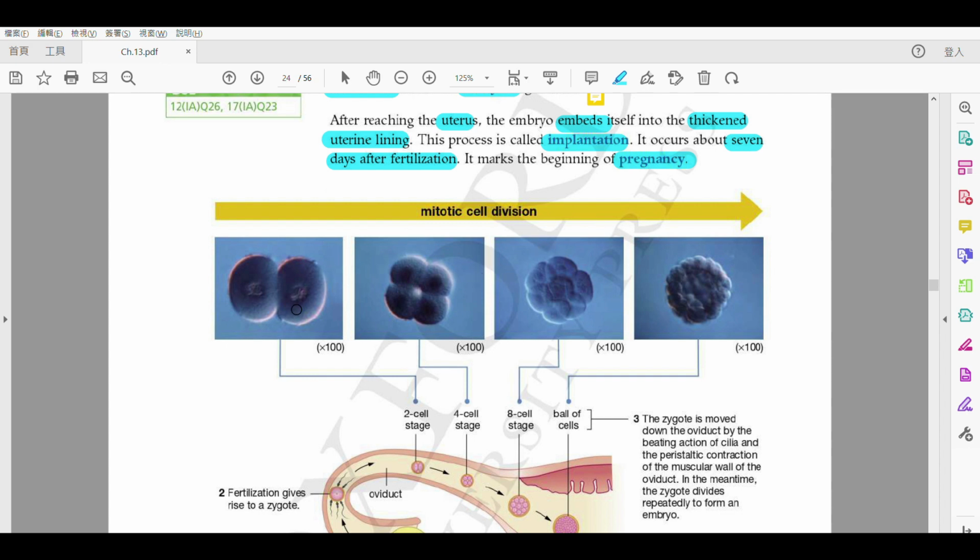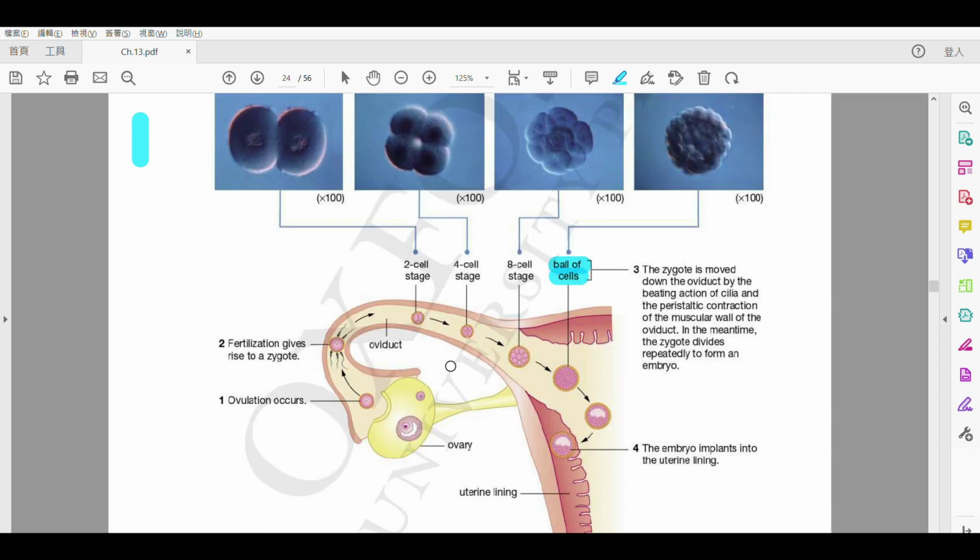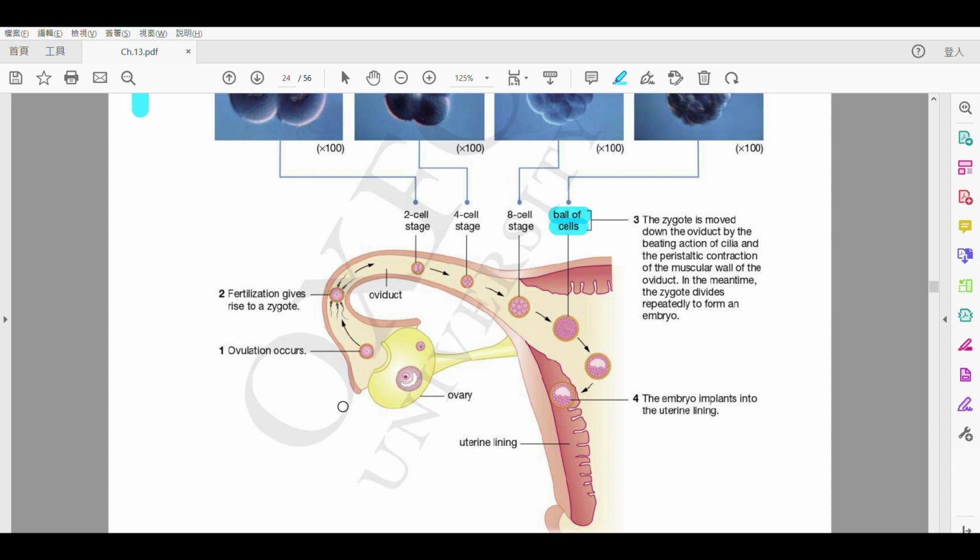Just a very quick and easy revision on mitosis. Every time it will become 2 identical cells. 兩個係一模一樣嘅。First of all, 1 cell, 2 cells, 4 cells, 8 cells, and then a lot of cells. This diagram looks like more than 16 cells. 咁所以啦，你會見到啦 it becomes a ball of cells.